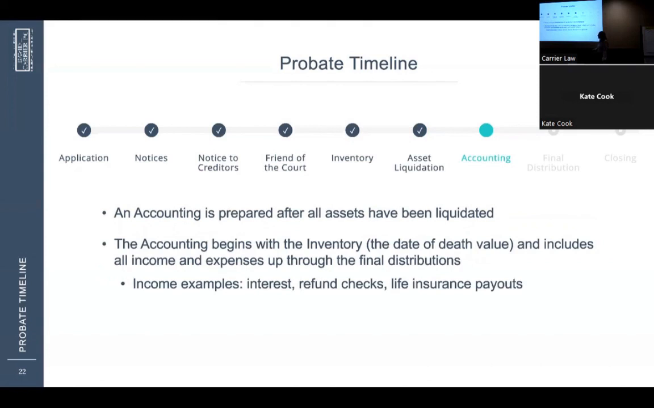Examples of some income for an estate could be interest on bank accounts, capital gains in investment accounts, any refund checks that a decedent may receive, life insurance payouts, and balances from any checking or savings accounts that were in their name. And again, expenses are going to be any utilities that had to be paid, particularly if any real estate was not in a trust and needed to be probated, any funeral expenses that need to be paid, and any insurance that needed to be paid.